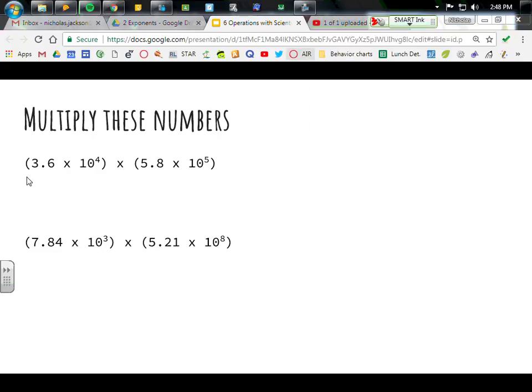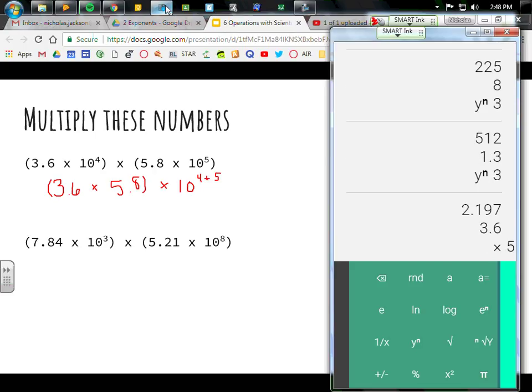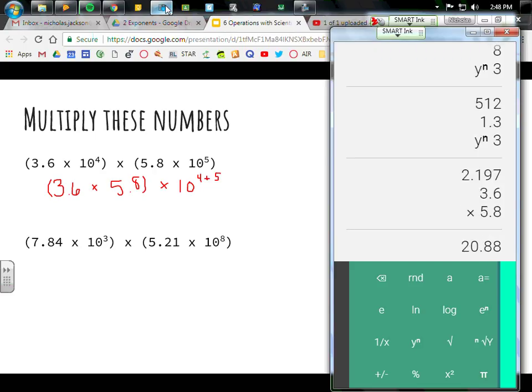So this problem, we got 3.6 times 10 to the 4th times 5.8 times 10 to the 5th. If I just write out the work I'm going to do, I'm going to end up doing 3.6 times 5.8. I'm going to put that in parentheses so I know I'm keeping that separate. And then we're going to multiply that by 10 to the 4 plus 5, which is, of course, 9. So let's multiply 3.6 times 5.8. This is an example of what I was talking about. So we get 20.88.